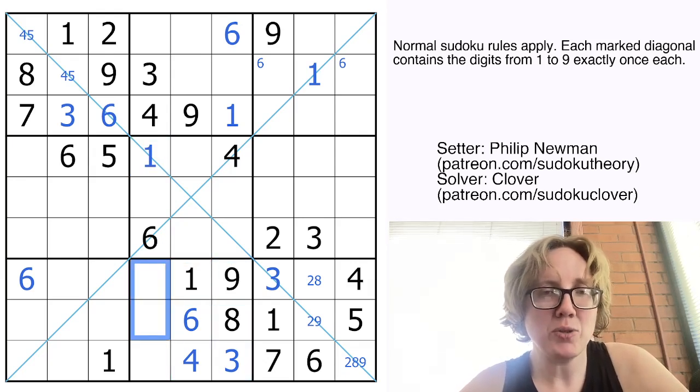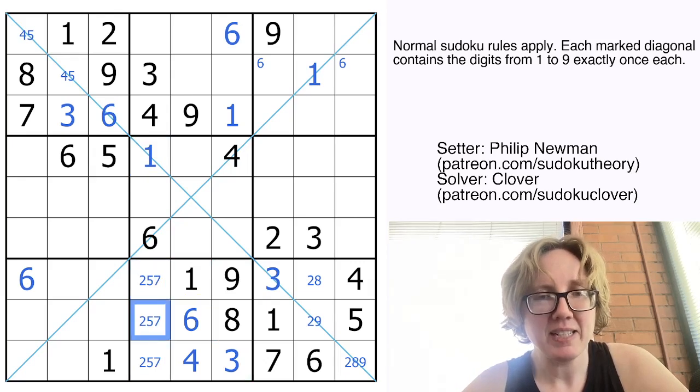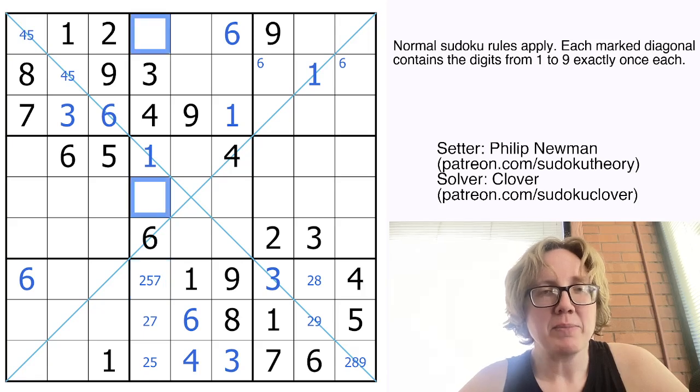So we need 2, 5, and 7. That's not going to be a 7. That's not going to be a 5. And then the remaining cells here, I need a 9 and an 8, and 9 can't go there. So there's my 9, and there's my 8.